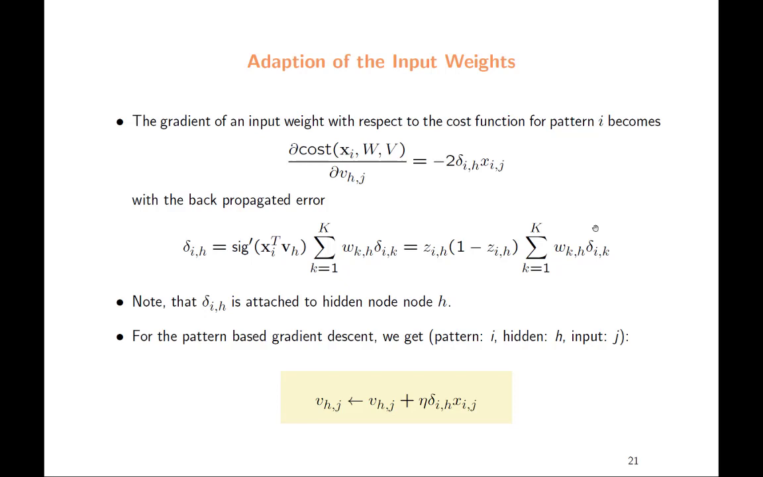But then the nice thing is that after we did this, the adaptation rule has the same functional form as before. So it's v_hj: the old one plus eta, this delta term ih, and x_ij. And you can go even several layers. If you have a neural network with several hidden layers, you only have to apply this rule, and you get the gradient by this rule.